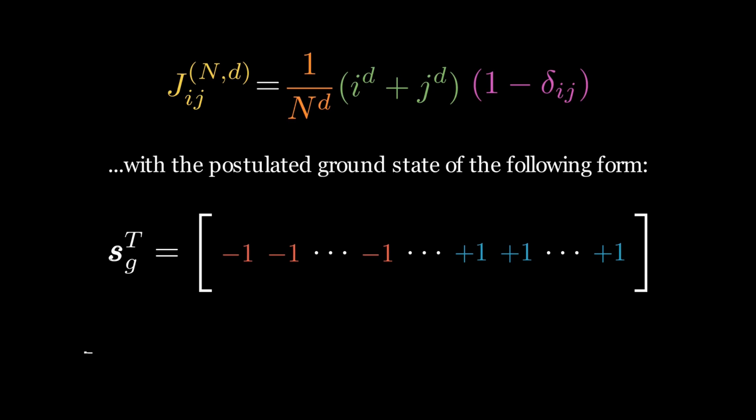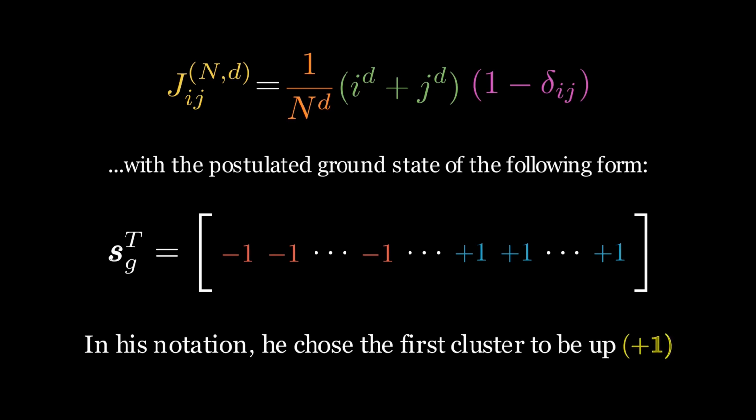In his notation, he made a simple choice. The first cluster would always be the up spins, the +1s. This naturally raises the question, how do we actually calculate the energy for this proposed state? First, we can define the outer product of a spin vector with itself, which creates a matrix where every element is the product of two spins, Si times Sj. This matrix captures all pairwise correlations between spins.